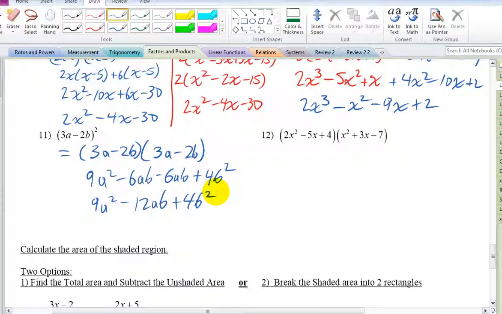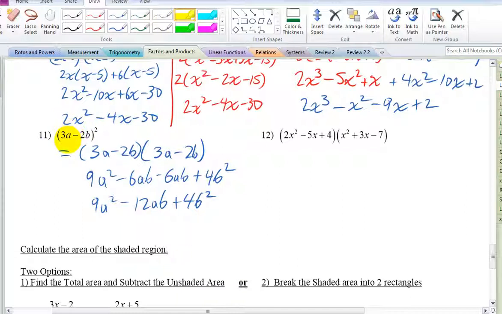Now, if we were doing cubed, and we're not, but if we were, what we'd have to do now is take our answer, multiply that by 3a minus 2b. Okay, but we're not going to do that. But if we had, that's what we would have had to have done. Okay? Any questions with this one?